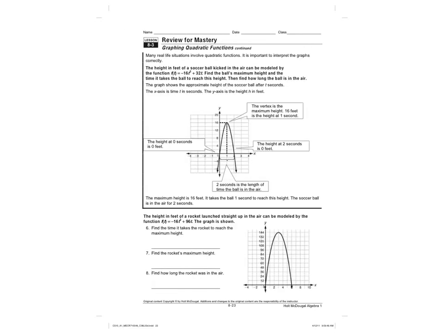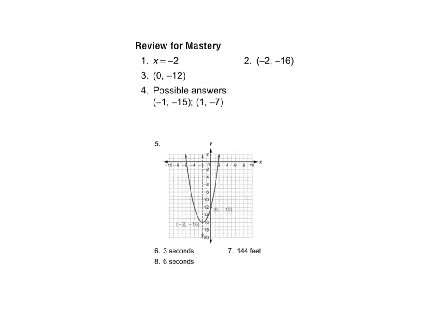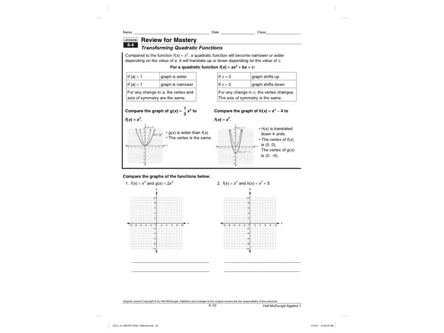Then from 8.4, this is where we saw the comparisons of the graph. Okay, you're going to have to compare them. Make sure that you are reading through all the options and looking for the comparison of the width, the comparison of the axis of symmetry, the comparison of the vertex, and whether it was translated up or down. So good thing to go back and review is 8.4's homework.